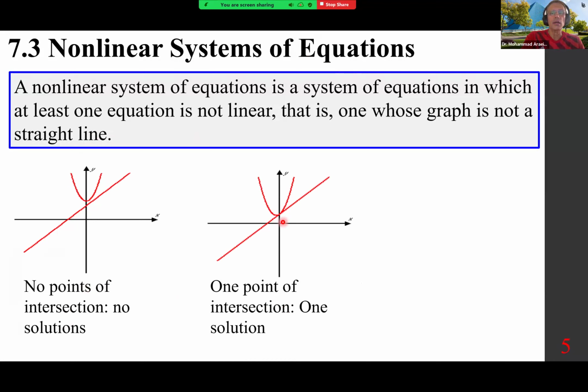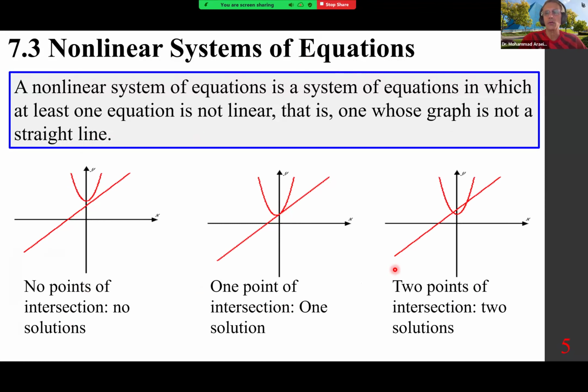A parabola and a line, if they have one point, which is an intersection of the two, we can have one solution. If the line goes through it and we have 2 points of intersection, there are two solutions in this case.